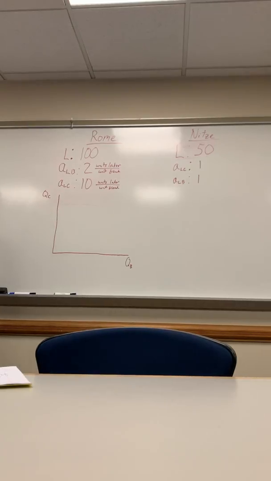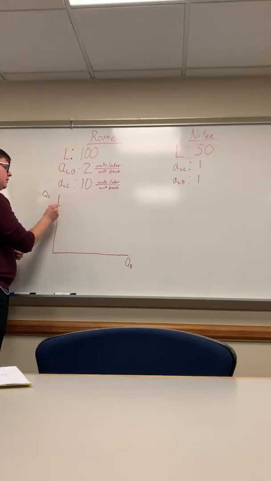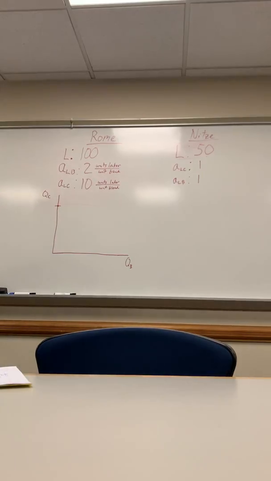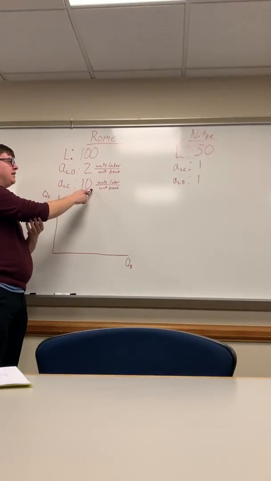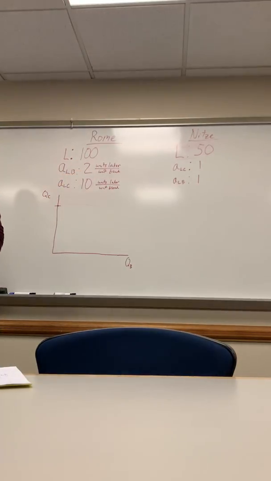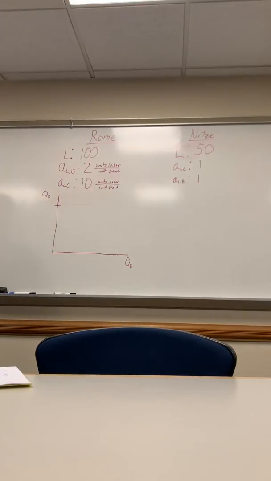So yeah, 10, right? So yes, that is correct. And so why is it 10? Why 10? 100 divided by 10. Yeah, right? So we've got 100 units of labor to use, and it takes 10 units of labor to produce each item. So this is going to be 10.